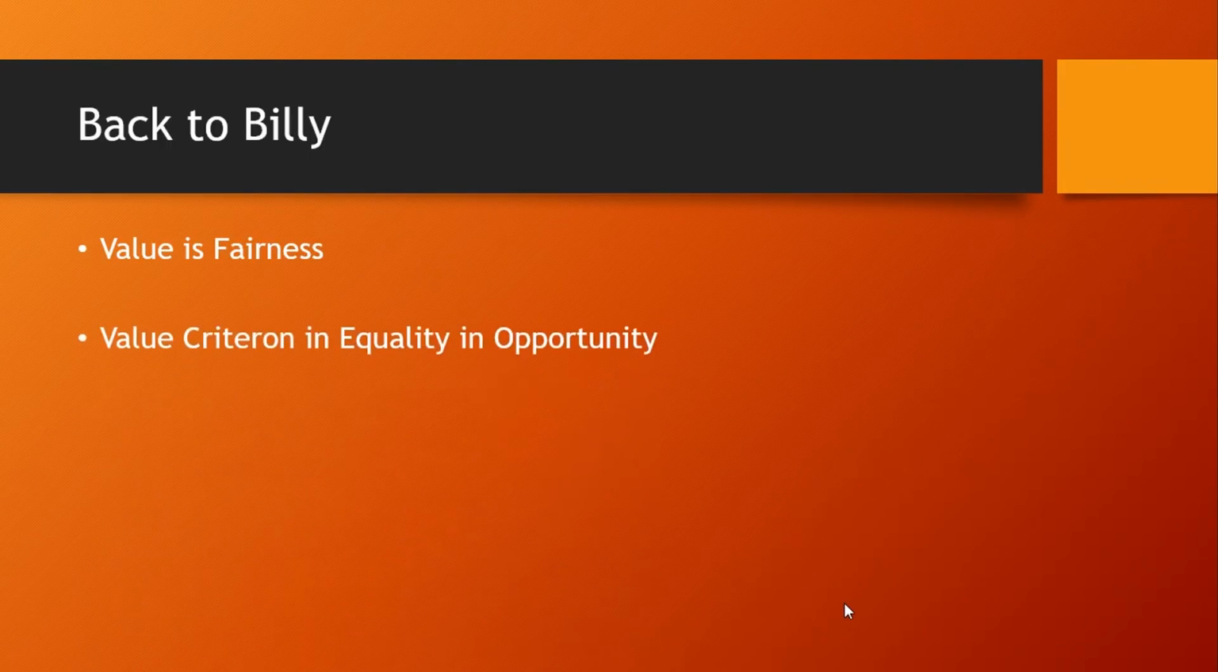So let's go back to the scenario with Billy. To save time, I'm just going to pick a value criterion that I personally like to use. If the value is fairness, the value criterion I'm going to use is equality of opportunity. What equality of opportunity means is that if everyone has an equal opportunity to succeed, then that lets you know that it's fair. I know in the real world context that's not necessarily true, but for this little scenario, it makes it easier to keep it streamlined.